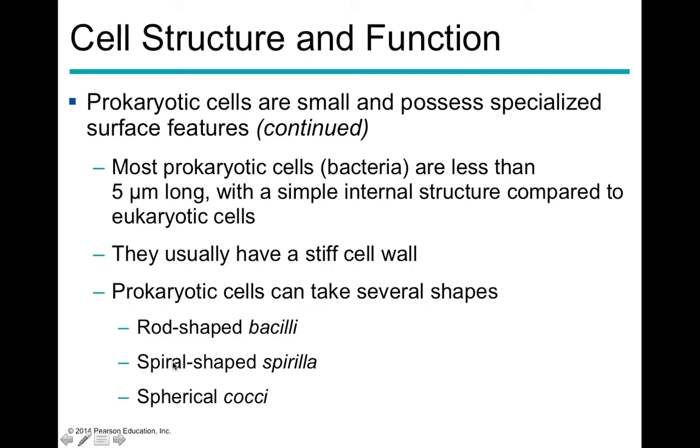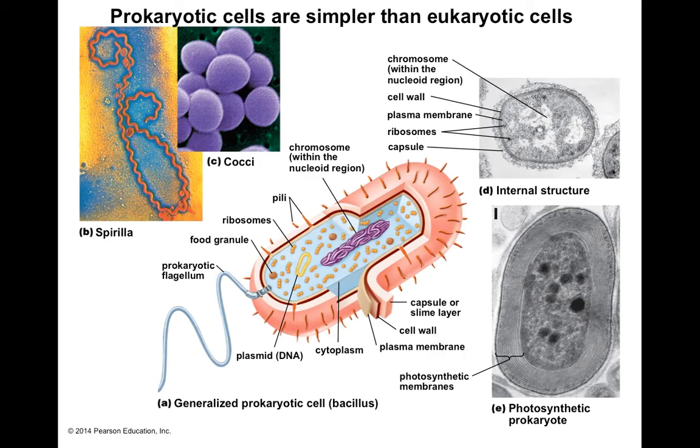We also have spiral-shaped spirilla. These are going to help embed in the walls of the cells, or in the cell membranes of the cells that they're invading. Also spherical bacteria are going to be called cocci, like streptococcus, for example. And so this is just to show you what we're looking at. So this one here is going to be a rod-shaped bacteria. This is a bacillus prokaryotic cell.